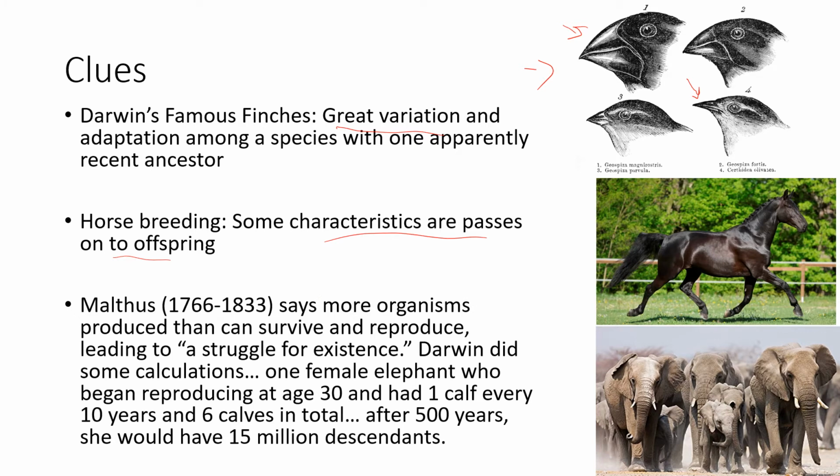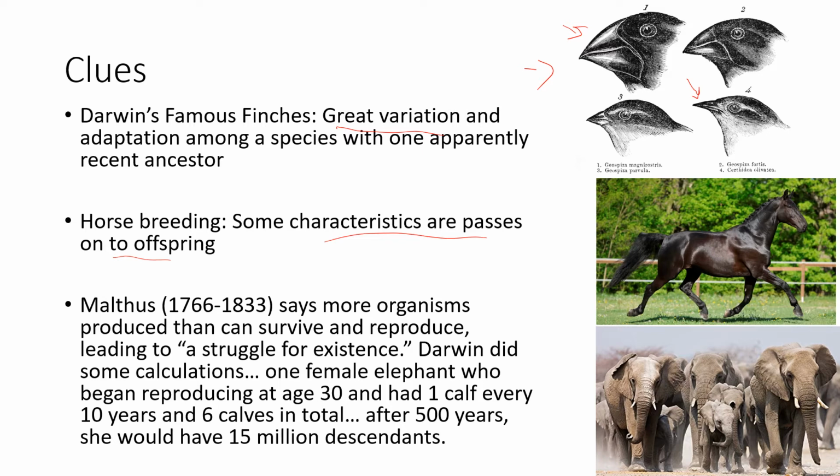And the last thing, the last key component that came along, was he read some work by Malthus. And Malthus had said that more organisms are produced than can survive. There's a struggle for existence. Darwin actually did some math here and found out that if a female elephant began reproducing at the age of 30 and had 1 calf every only 10 years, so having 6 calves in total, over 500 years later, she would have 15 million descendants.